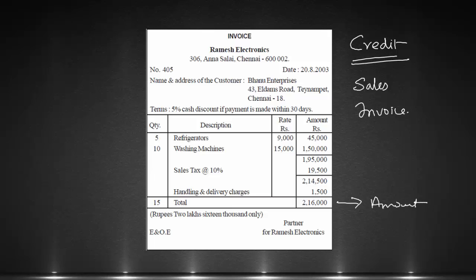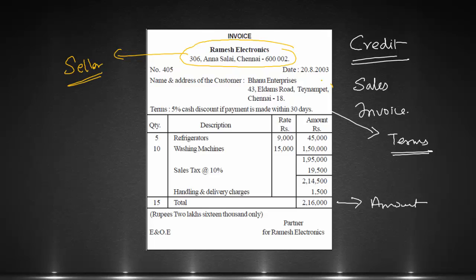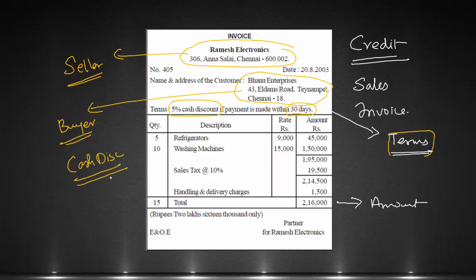It will also contain details like terms of payment, like when you should pay, because it being a credit sale, when you have to pay this. And it will also contain details like the name and address of the seller. It will have details of the name and address of the person who purchases it, that is the buyer. Then the terms and conditions, like the buyer is entitled to 5% cash discount if the payment is made within 30 days. It means the credit period is 30 days, but the buyer will have a cash discount if he is going to pay within 30 days.